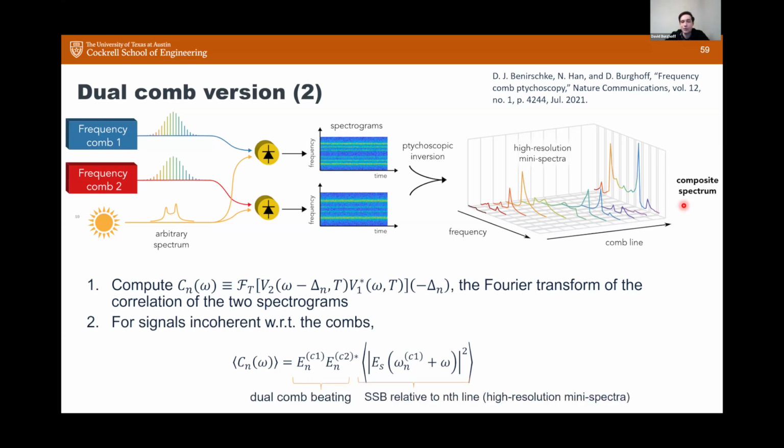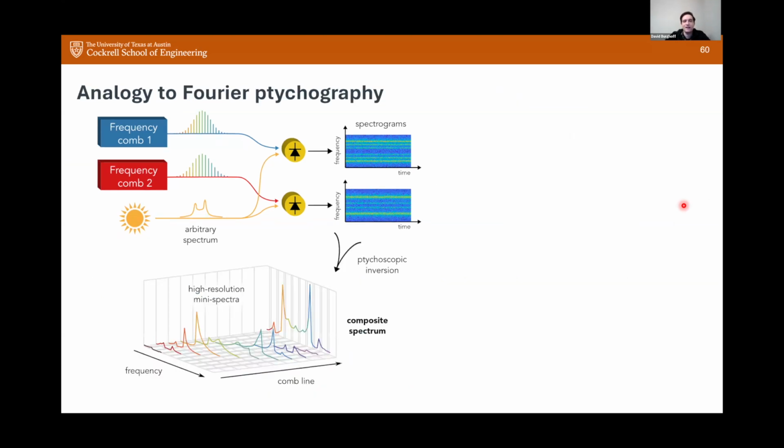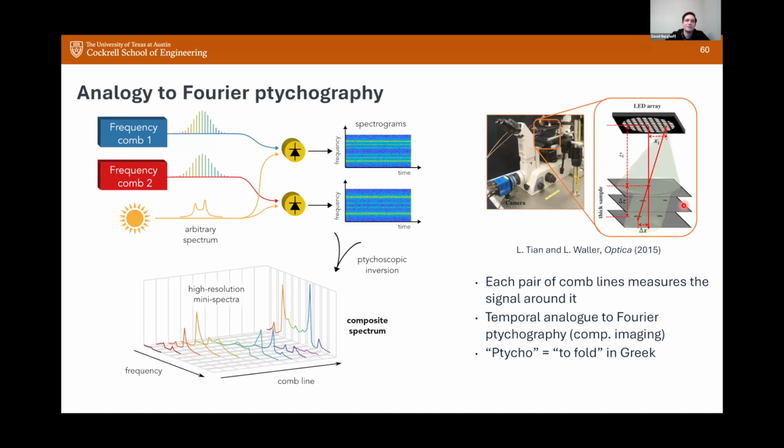So again, we get this dual comb beat signal that samples the local portion of the spectrum. And this is very analogous to Fourier ptychography in some sense, which is a technique for computational imaging. In that case, what you're doing is measuring very wide field images by illuminating at different points in K-space. We had a collaborator who thought this was very similar, that we're sort of doing the same thing in frequency space. And so we decided to call it tachoscopy. Tycho basically means fold in Greek.